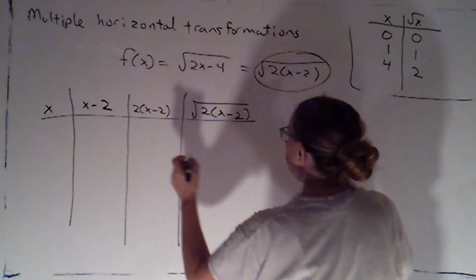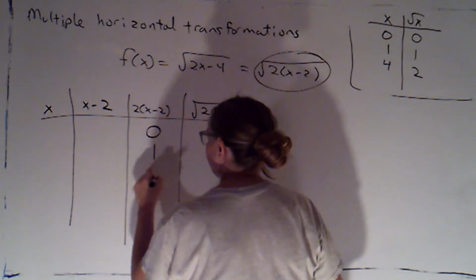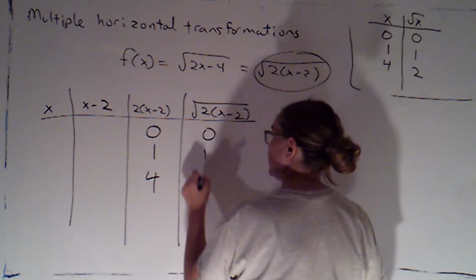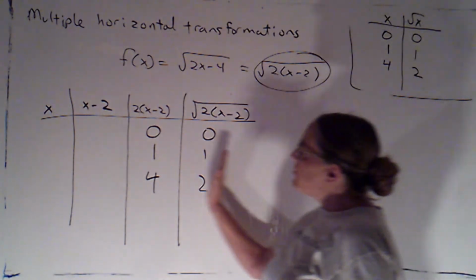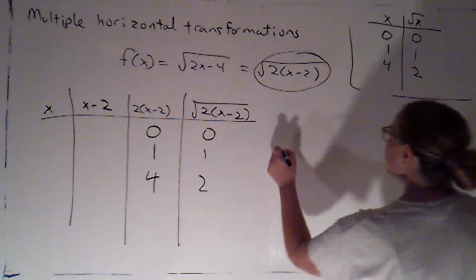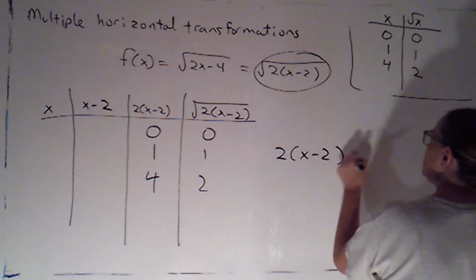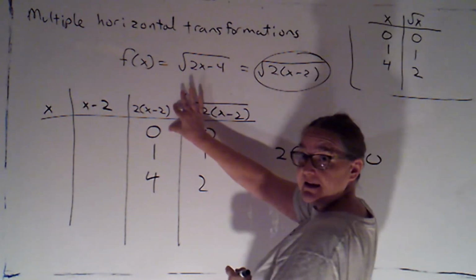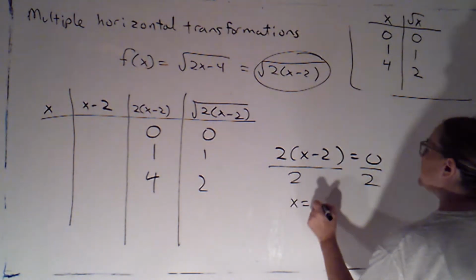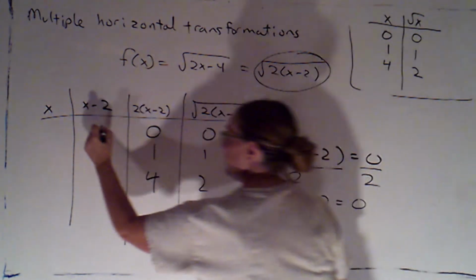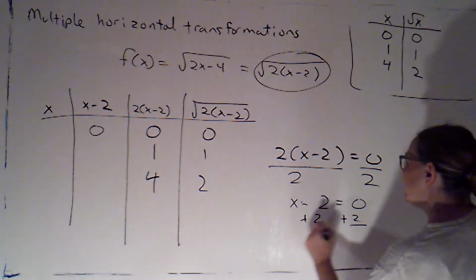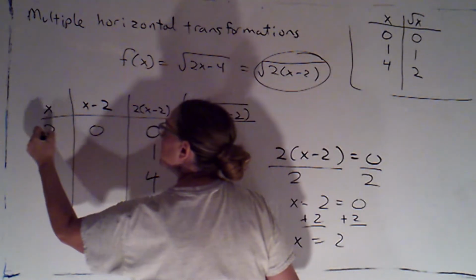But if I'm starting with this and setting this equal to my nice values, that it's easy to take the square root of, so that I get these nice y values of just 0, 1, and 2, notice in solving for x, I'm working backwards. So if I say that 2 times x minus 2 is equal to 0, which is what we're saying right here, the first thing I would do in solving for x is I would divide by 2, which would give me that x minus 2 is equal to 0. Oops, sorry, that's x minus 2. Then I would add the 2 over, and so I would get x equals 2.